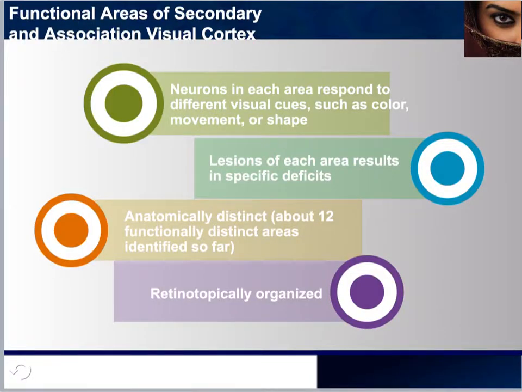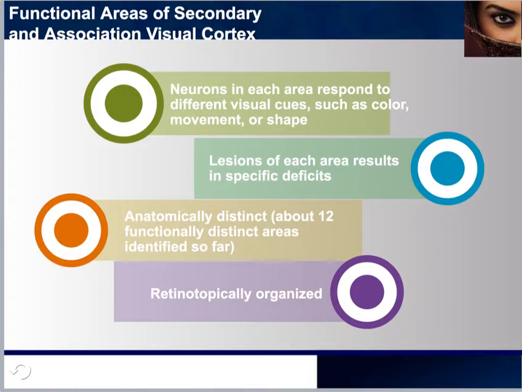As we wrap up this module, please note that neurons in each area respond to different visual cues such as color, movement, or shape, and that is because of the retinotopic layout. You must also know that the lesions of each area would result in specific deficits such as scotoma or something else. We also find that there are anatomically distinct areas that have been identified so far in the visual system.